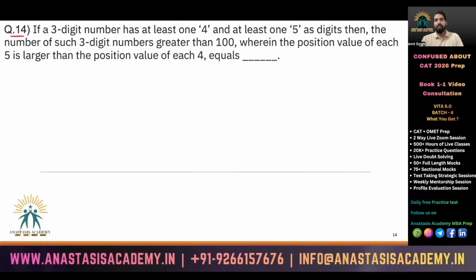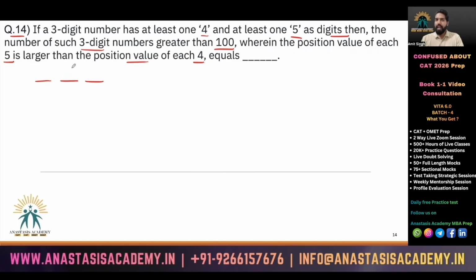Let's look at this question now. If a 3-digit number has at least 1 four and at least 1 five as digits, then the number of 3-digit numbers greater than 100, wherein the position value of each 5 is larger than the position value of each 4, equals. So the scenario is that we have to make 3-digit numbers greater than 100, right?